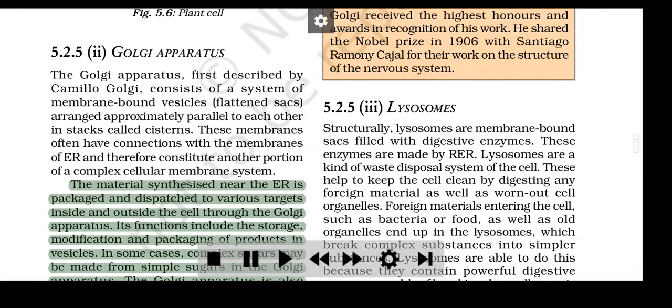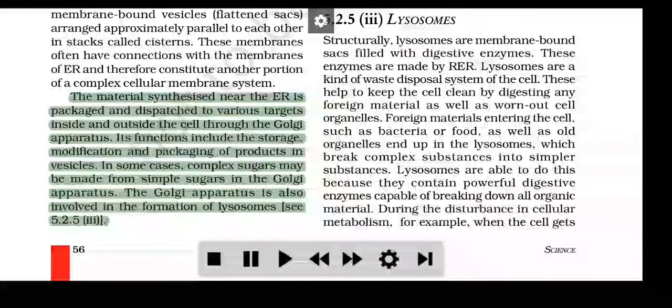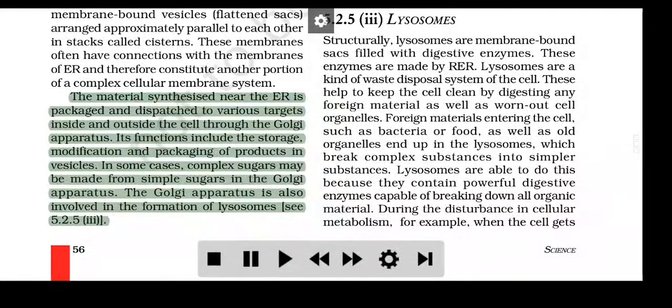The material synthesized near the ER is packaged and dispatched to various targets inside and outside the cell through the Golgi apparatus. Its functions include the storage, modification and packaging of products in vesicles. In some cases, complex sugars may be made from simple sugars in the Golgi apparatus. The Golgi apparatus is also involved in the formation of lysosomes, see 5.2.5e.